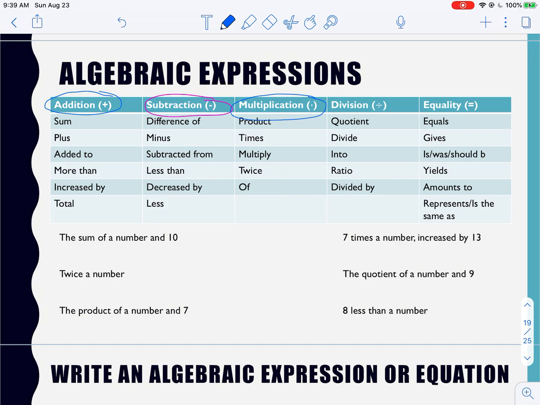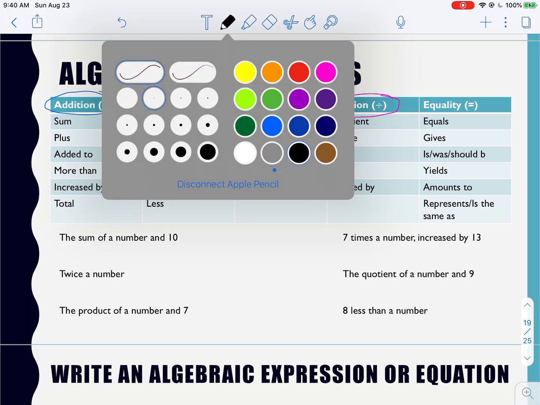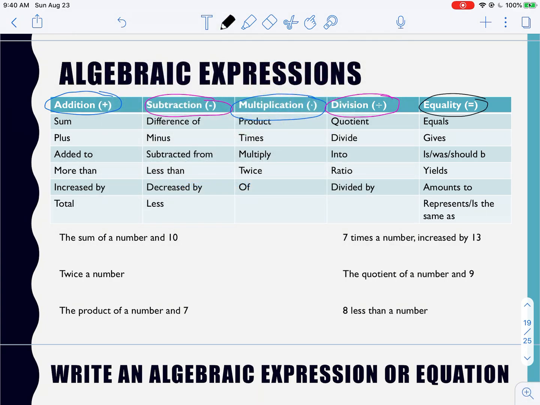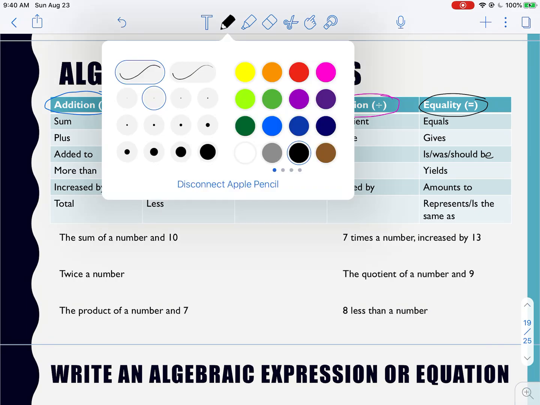Multiplication has its own list as well. Product, times, multiply, twice, of. Division words could be quotient, divide, into, ratio, divided by. And then to say that two things are equal to each other, you can say the sum of x and 2 equals, gives, is, was, should be, yields, amounts to, represents, is the same as.